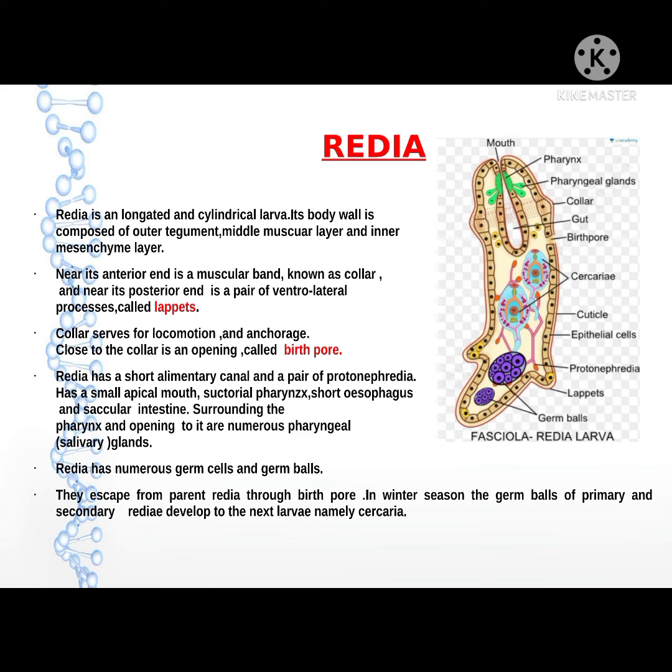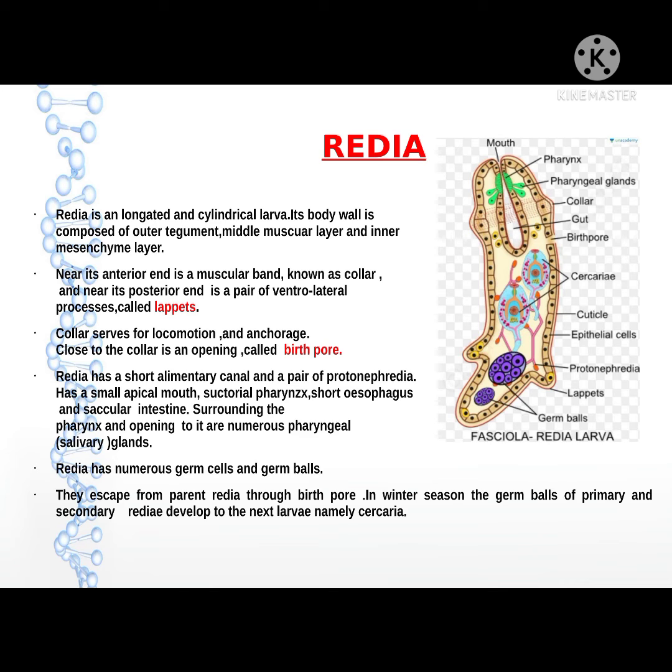Third larval stage, redia. Redia is an elongated and cylindrical larva. Its body wall is composed of an outer tegument, a middle muscular layer, and an inner mesenchymal layer. Near its anterior end is a muscular band known as the collar, and near its posterior end is a pair of ventrolateral processes called lappets. The collar serves for locomotion and anchorage. Close to the collar is an opening called the birth pore.